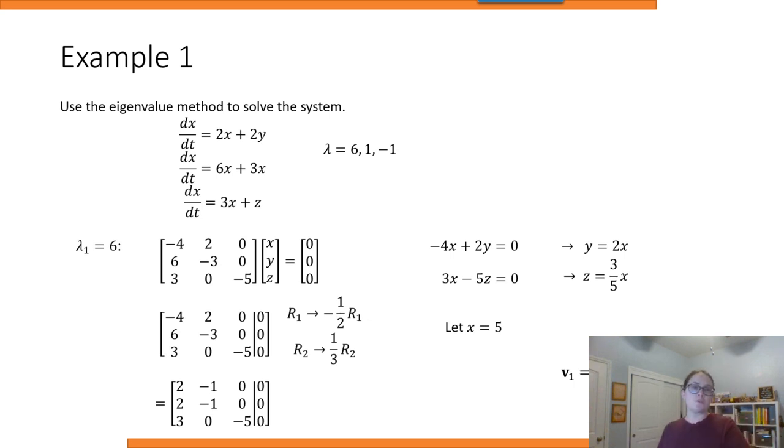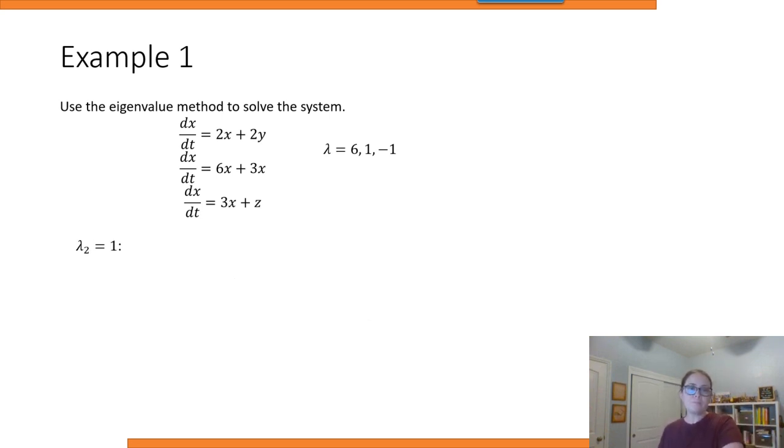Okay, so let's repeat this for the other two eigenvalues, 1 and -1. So lambda 2 equals 1. I'm going to subtract that 1 down from all the values in the main diagonal to get my system of equations. So I end up with rows 1, 2, 0; 6, 2, 0; and 3, 0, 0.